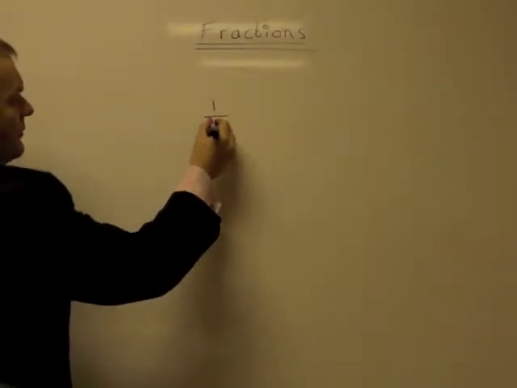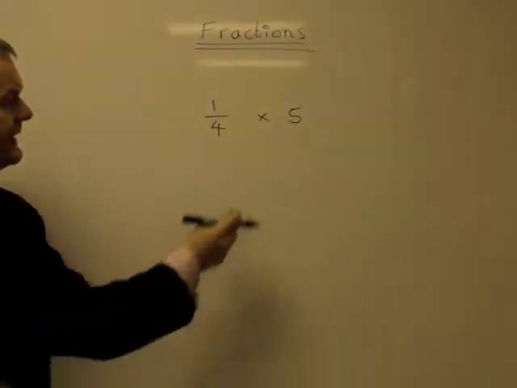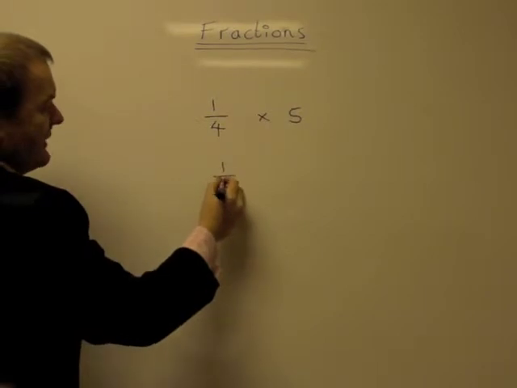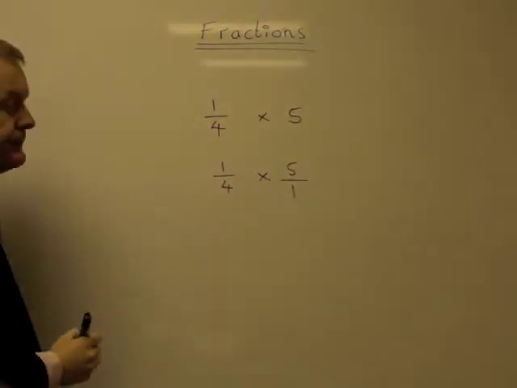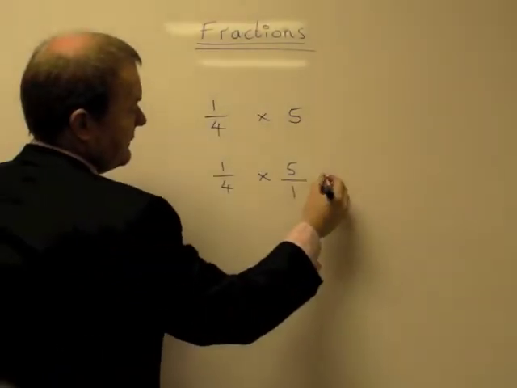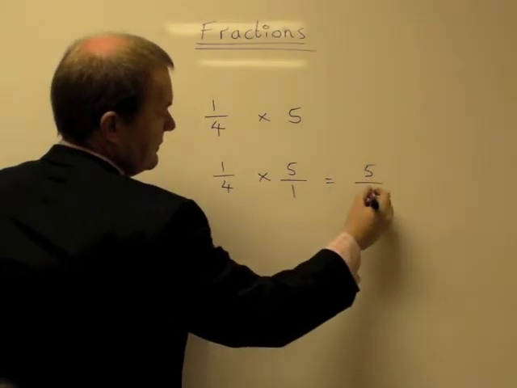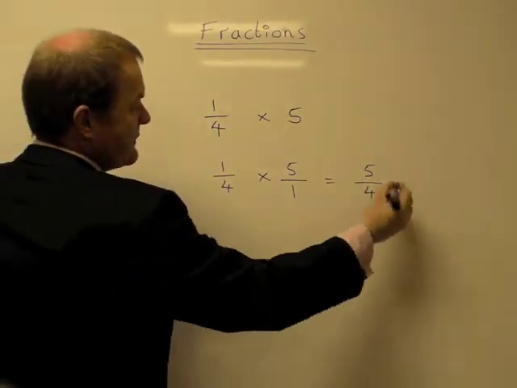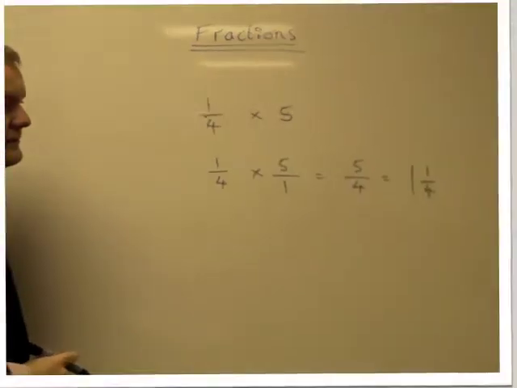Another example, 1/4 times 5. Again, 5 is a whole number, so you can rewrite it to help your brain. 5 is the same as 5 over 1. 1 times 5 is 5. 4 times 1 is 4, so I end up with 5/4, which is the same as a 1 and 1/4.